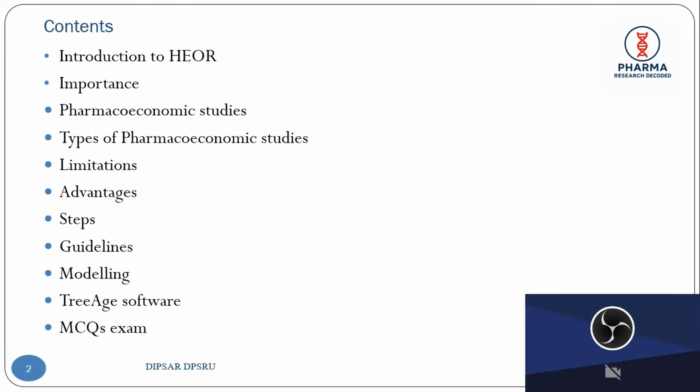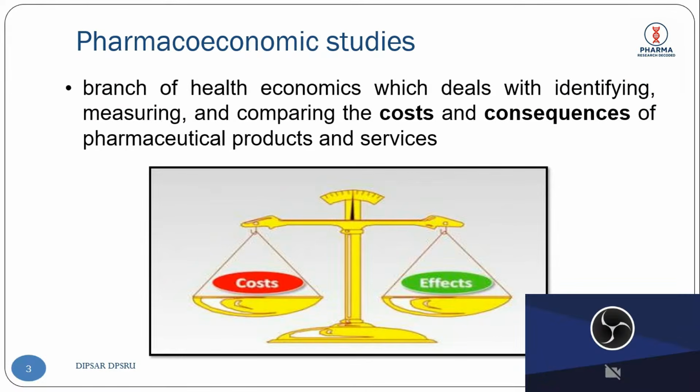So, starting with health economics and outcome research, we are particularly dealing with pharmacy, so we are discussing pharmacoeconomic studies. What are pharmacoeconomic studies, and how do we do them? Pharmacoeconomic studies are a branch of health economics. Health economics is the umbrella term under which there are pharmacoeconomic studies, and it deals with identifying, measuring, and comparing the cost and consequences of pharmaceutical products and services.